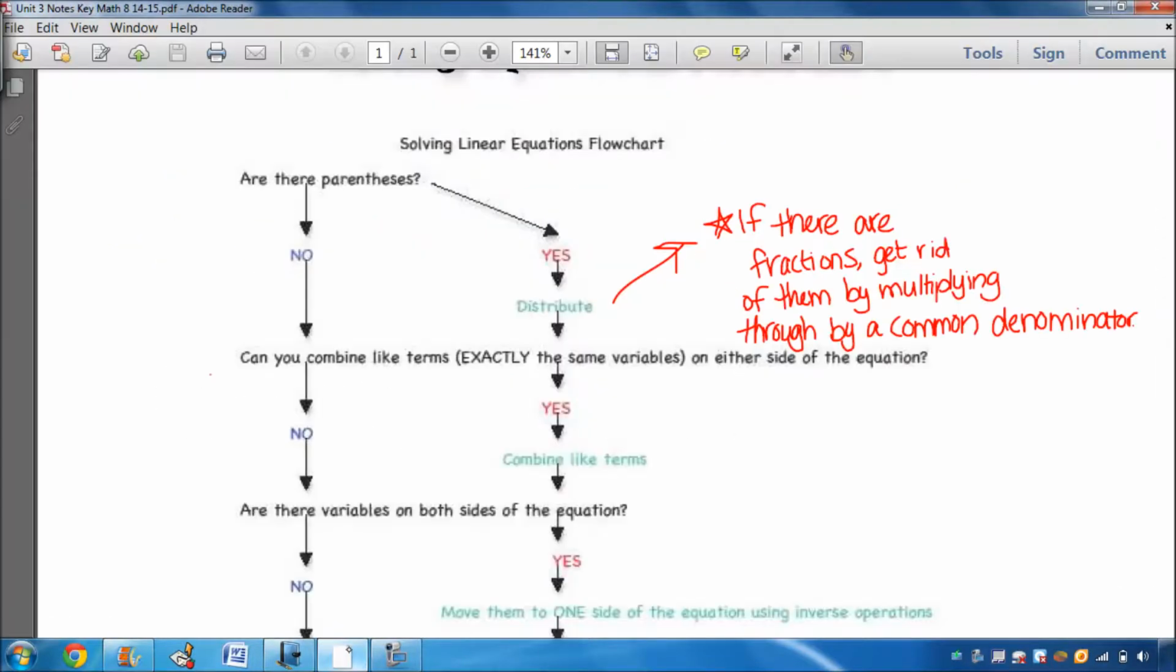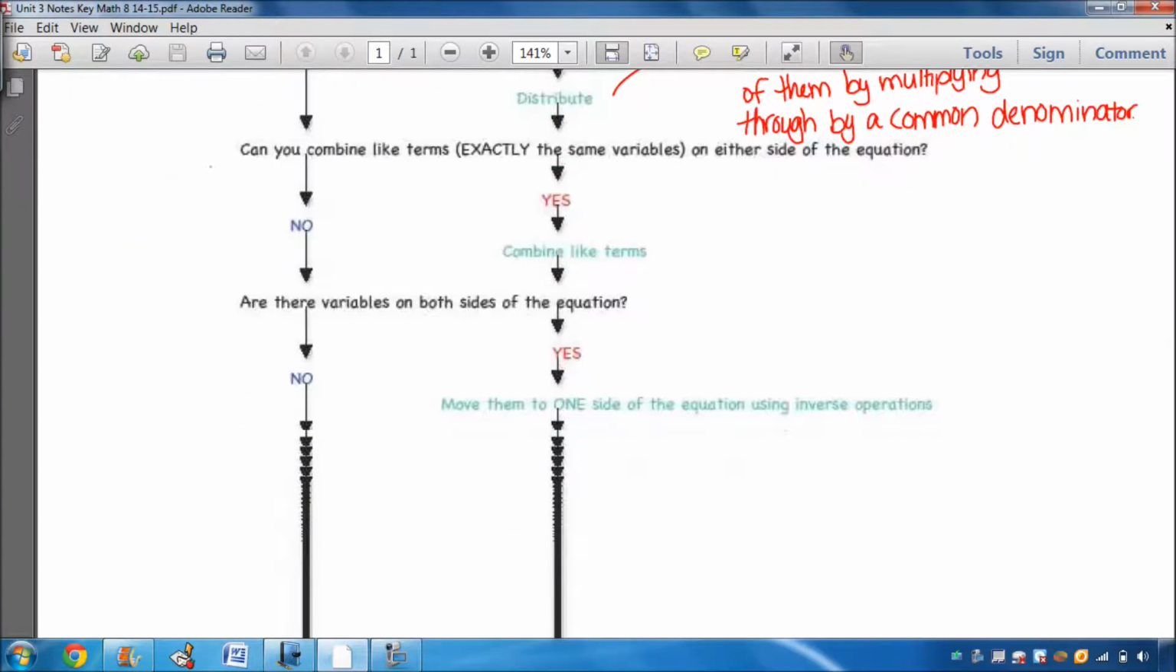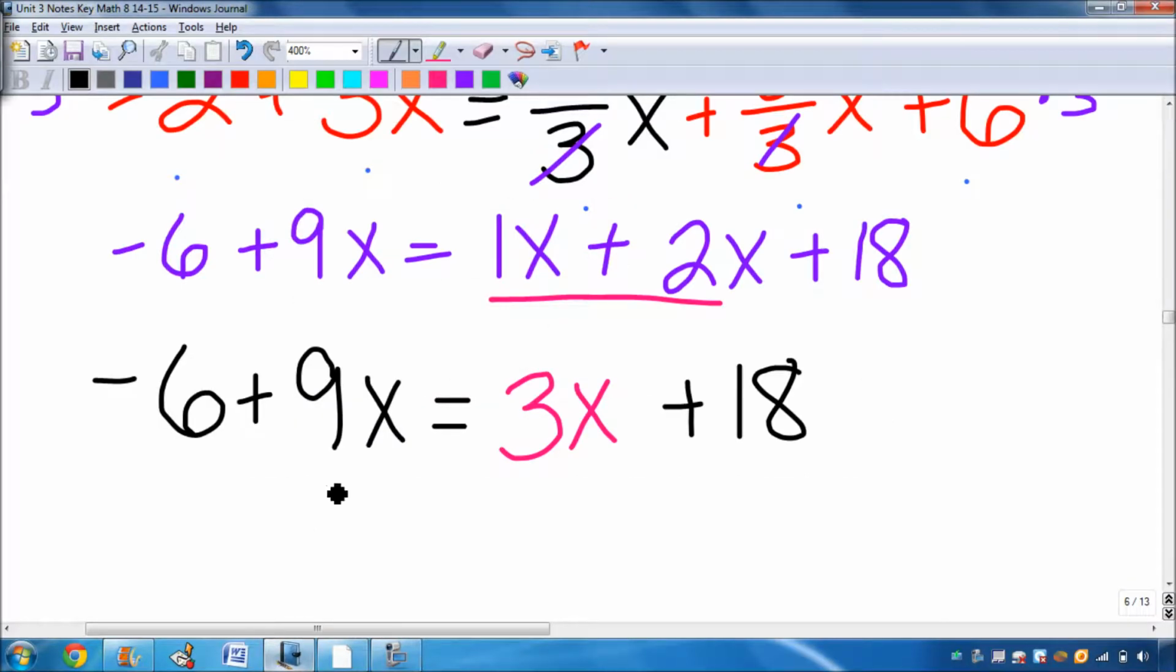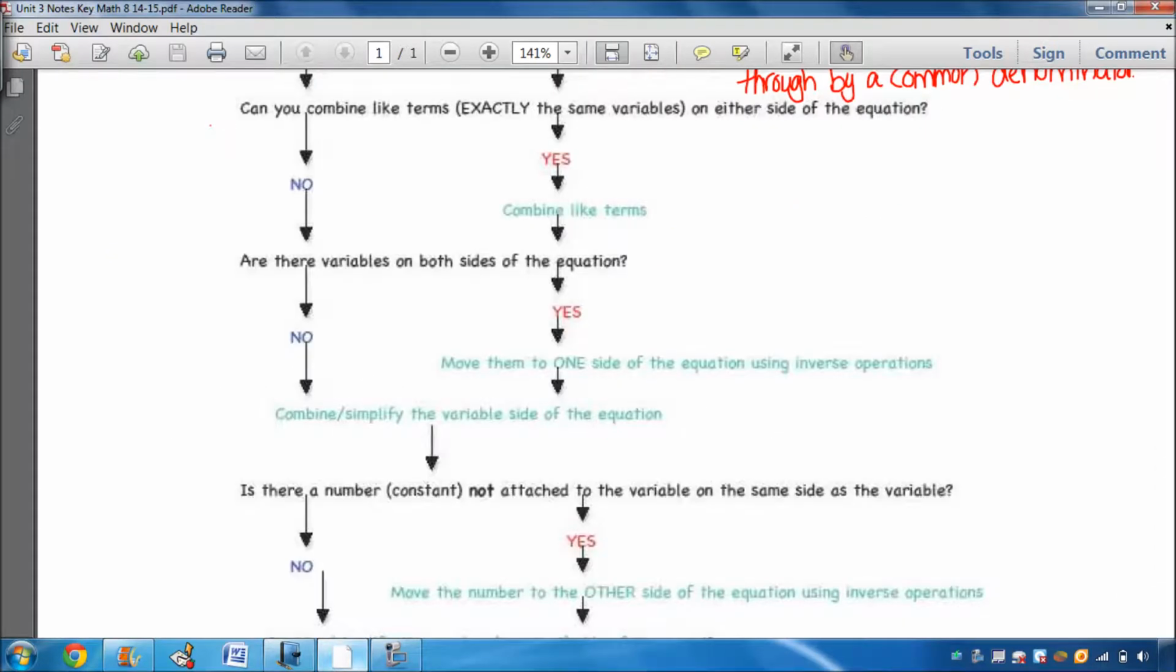So the next thing it says is, are there variables on both sides of the equation? Yes, there are. We have 9x on this side and 3x on this side. So if the answer is yes, we'll do what it says. Move them to one side of the equation using inverse operations and then combine/simplify the variable side of the equation. All right, so let's go ahead and do that.